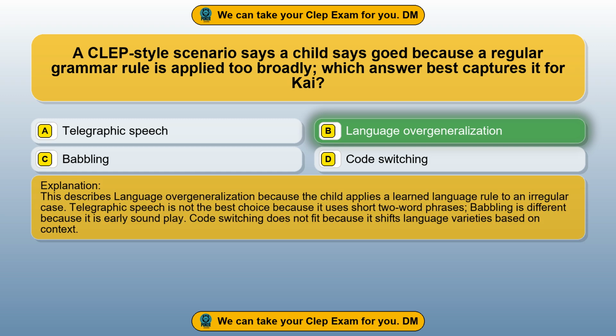This describes language overgeneralization because the child applies a learned language rule to an irregular case. Telegraphic speech is not the best choice because it uses short two-word phrases. Babbling is different because it is early sound play. Code switching does not fit because it shifts language varieties based on context.